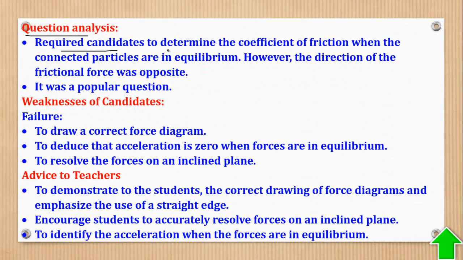So question analysis: the question required candidates to determine the coefficient of friction when the connected particles are in equilibrium. However, the direction of the frictional force was opposite. That's why you are getting negative, because it was not well set in the values chosen. So the weakness is failure of the candidates to draw a correct force diagram. The force diagram should be drawn with a ruler, to deduce the acceleration is 0. When they say equilibrium, acceleration should be 0.